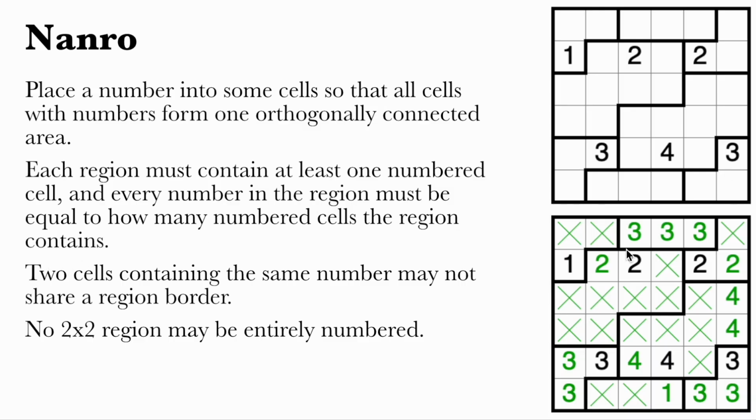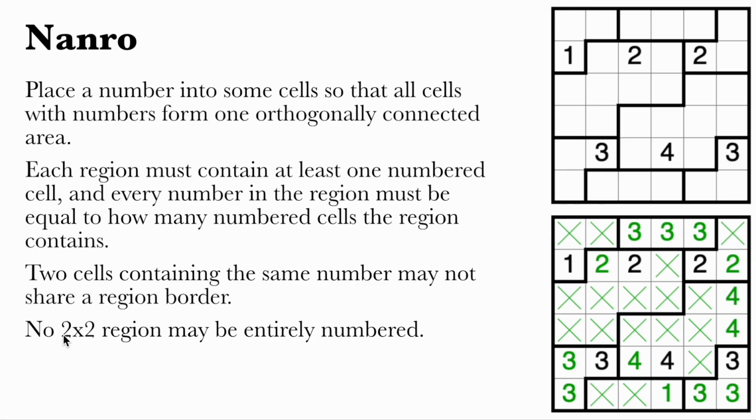Regions are these bold outlined areas, and you can see that in this big area, we have 2 2s, in this area, we have 3 3s, in this area, we have 4 4s, and so on. Two cells containing the same number may not share a region border. So we can have two regions bordering each other that have the same numbers in them, but the numbers themselves cannot touch. We can't have a 2 here because it would be bordering a 2 in a different region.